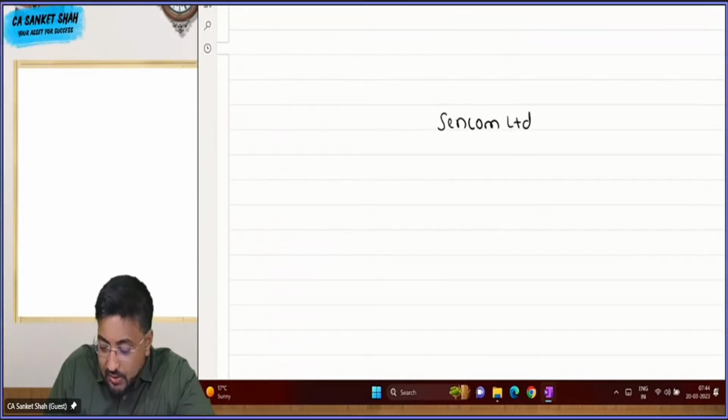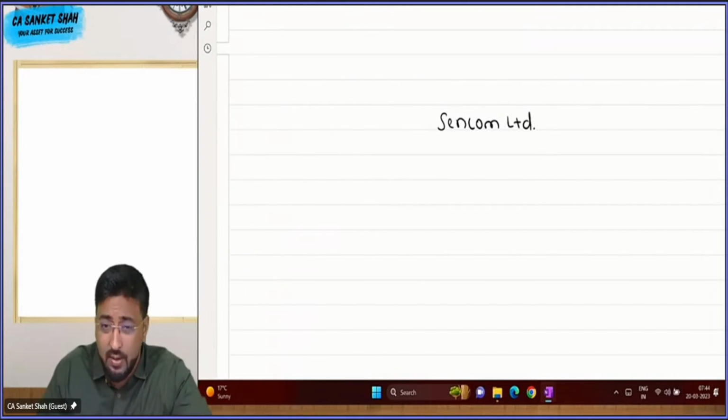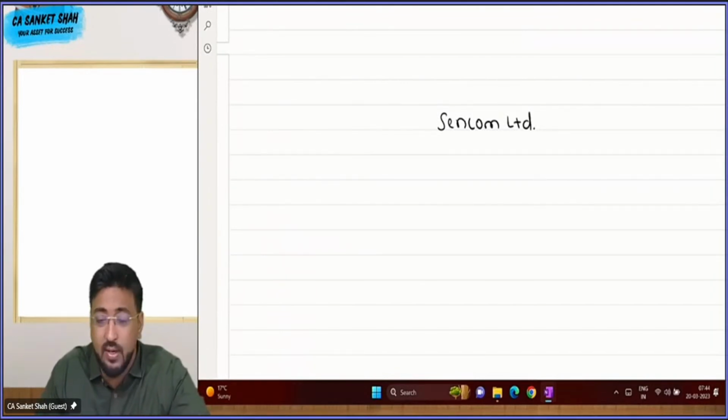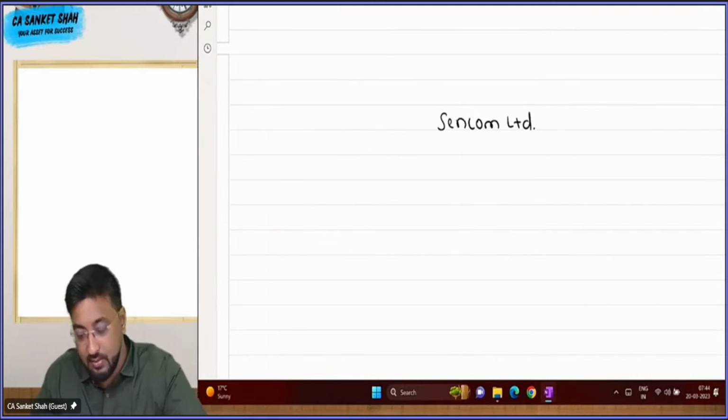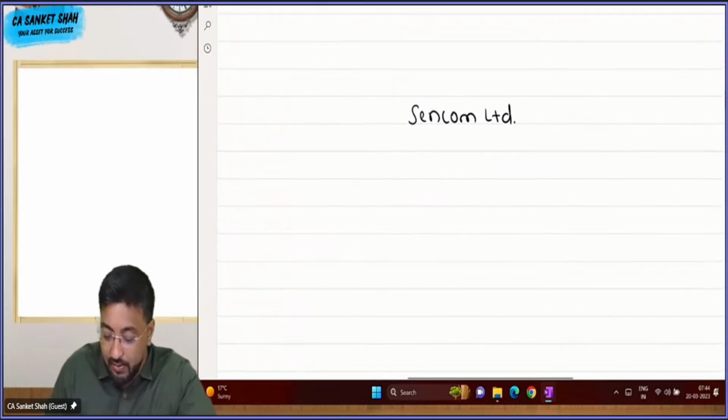Yes beta, definitely we are taking care of South Indian students also, so we are doing it in English. But otherwise, yes, other students can take benefit.